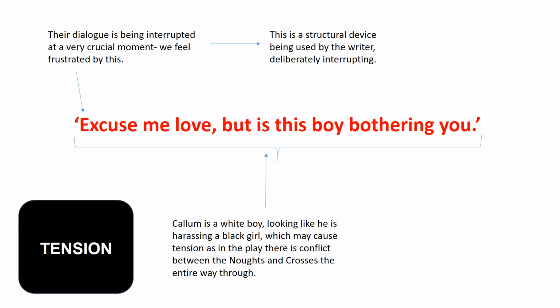At the bottom, you can see I've got a big bracket around the whole sentence. Overall, this sentence is kind of bringing us back to this idea of Callum being a white boy, and at this moment he probably looks like he's harassing and upsetting Seffi, this black girl, and pulling her away. This might cause tension in the play because there is conflict between these two sides throughout the entire way through. As a reader, if we've been reading this from the beginning, we would know that and probably find it even more tense than we do when we read this just as an extract for the first time.